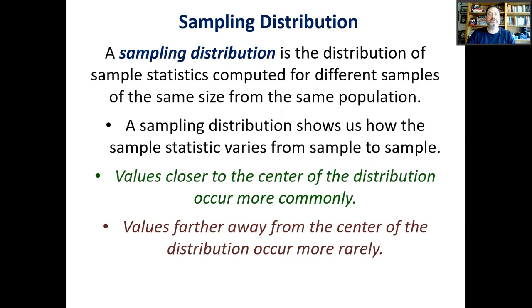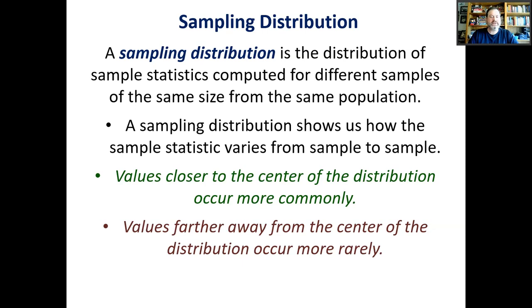Okay, so the sampling distribution is the distribution of sample statistics computed for different samples of the same size from the same population. A sampling distribution shows us how the sample statistic varies from sample to sample. Values closer to the center of the distribution occur more commonly. Values farther away from the center occur more rarely.